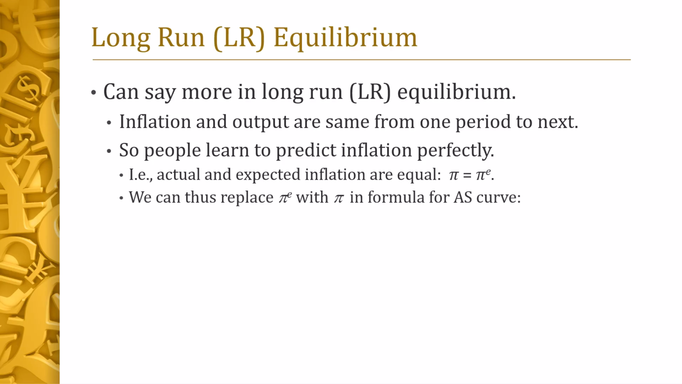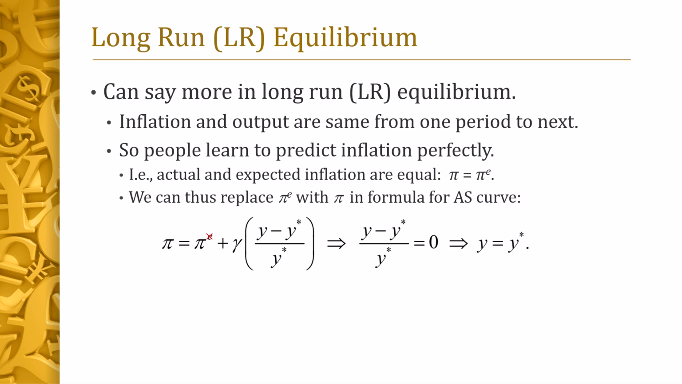Accordingly, we can replace pi e with pi in the equation for the AS curve. We obtain pi equals pi plus gamma times the output gap. Therefore, the output gap is 0. It follows that output y must equal potential output y star. Summarizing, in the long-run equilibrium, inflation pi equals expected inflation pi e, and output y equals potential output y star.